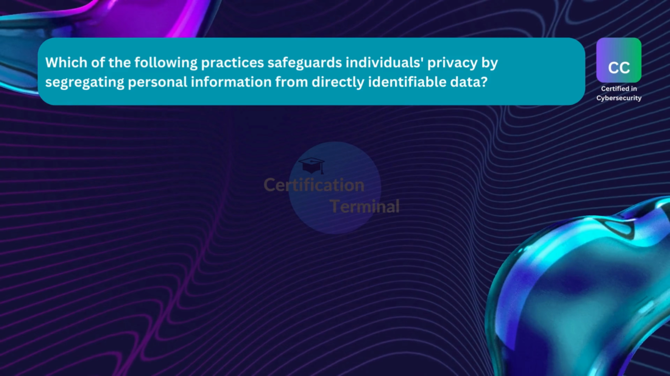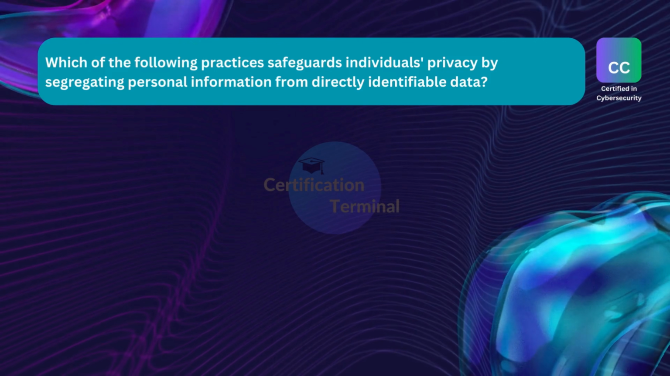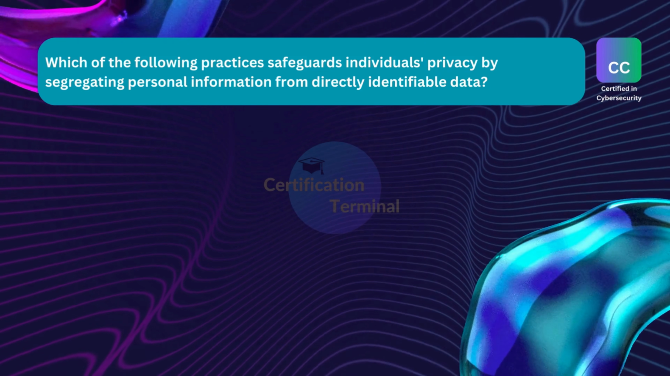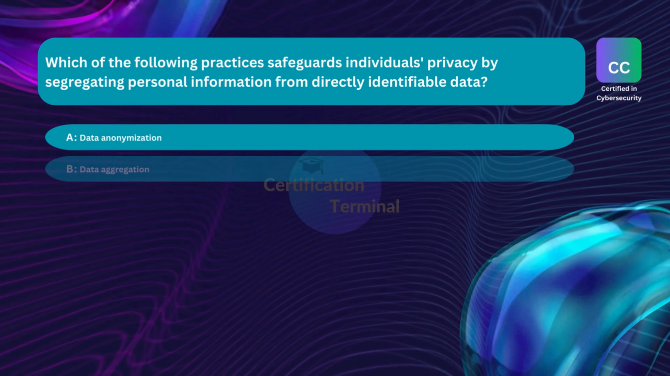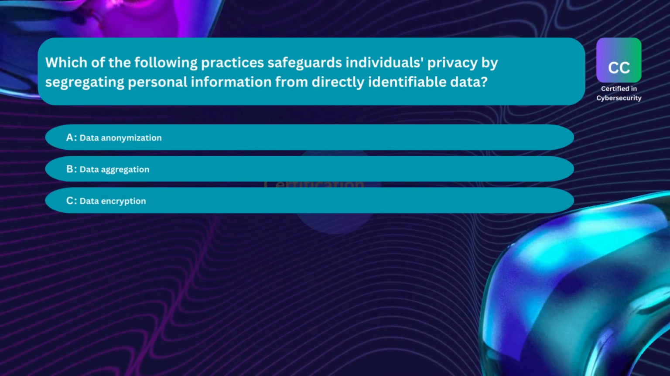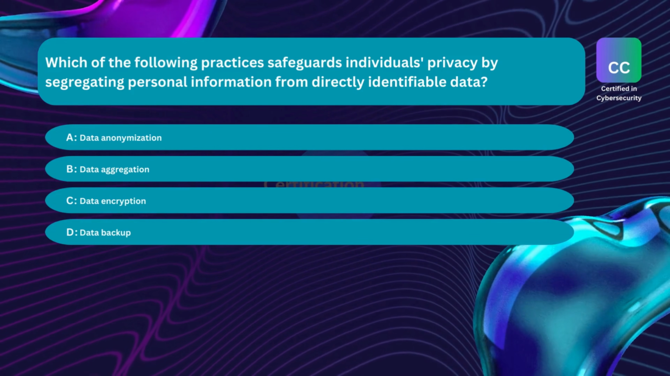Question number 18. Which of the following practices safeguards individuals' privacy by segregating personal information from directly identifiable data? Option A, data anonymization. Option B, data aggregation. Option C, data encryption. Option D, data backup.